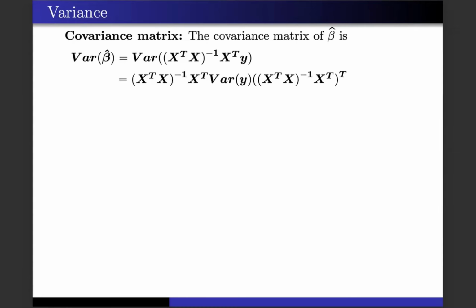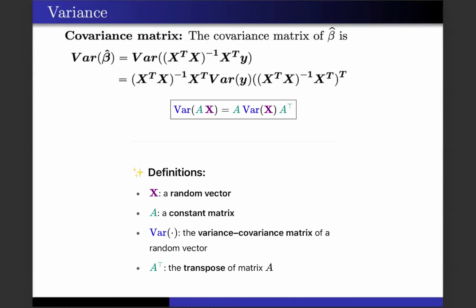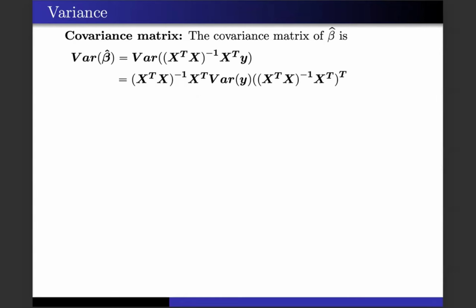Next, we use a formula of variance, that variance of a matrix A multiplied with x is equal to A times variance of x times A transpose. We use that formula over here and treat (X transpose X) inverse X transpose as a fixed matrix A. Applying that formula would give us (X transpose X) inverse X transpose times variance of y times the transpose of (X transpose X) inverse X transpose.